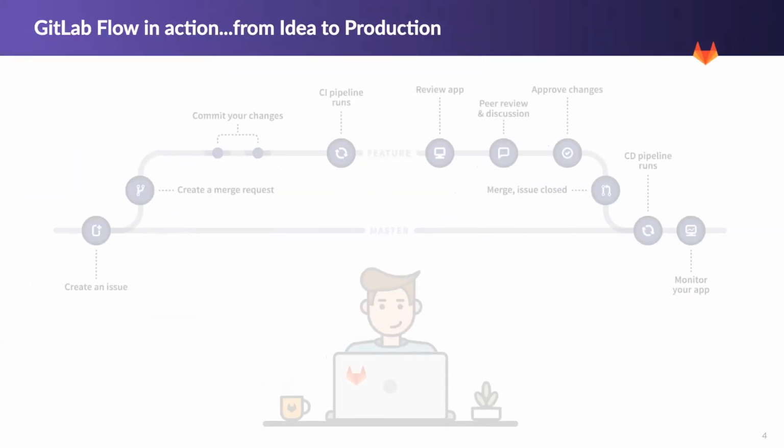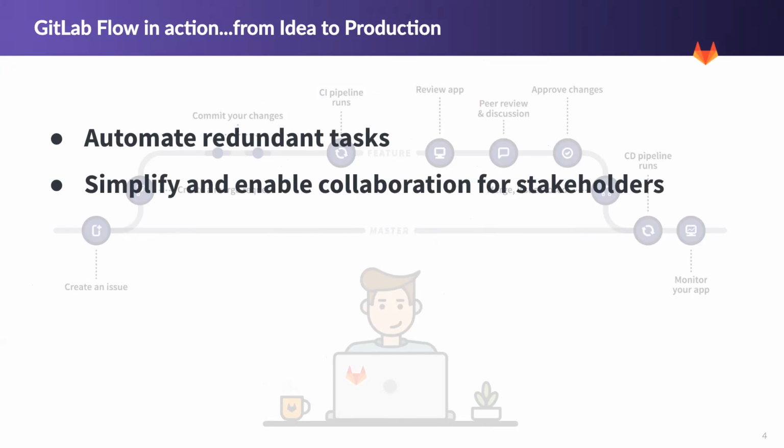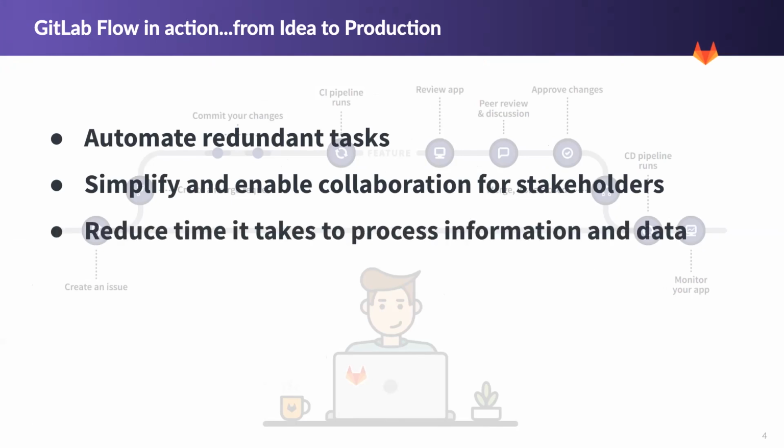So very briefly, in this super quick example, we reviewed the following. GitLab enables the automation of redundant tasks, such as creating a merge request and kicking off CI/CD pipelines. A merge request is used for collaboration during development, making it simple for stakeholders to do code reviews and work on common items. As pipelines build and test code, time is reduced to process information on build and test results, as these are made available immediately in context of the work.